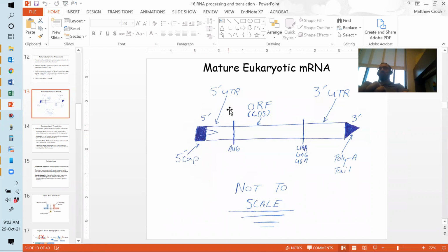5' cap, 5' UTR, untranslated region. Open reading frame or coding sequence, which is bookended by our start codon and a stop codon. And it's one of these. So there are 3 possible stop codons. One of them is going to be there because you have to stop translation somehow. And also, just as a side, these stop codons and start codons also apply to prokaryotes. The difference in prokaryotes is that they don't have all these other structures. They're actually quite a bit weirder, to be honest, in some ways. Then downstream of this coding sequence, which is what's going to get translated into protein, because it's coding for protein, are the 3' UTR and the poly A tail.